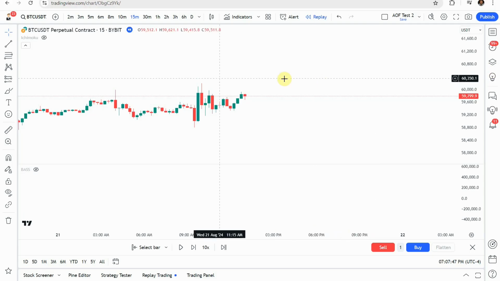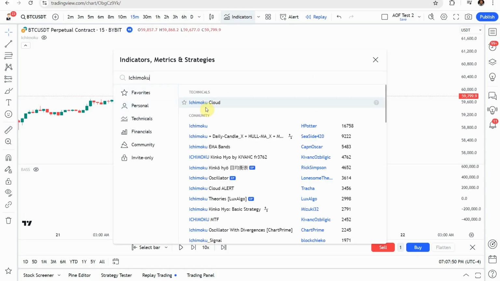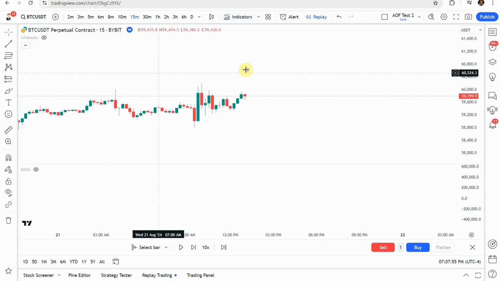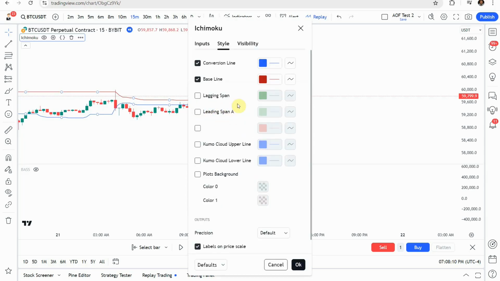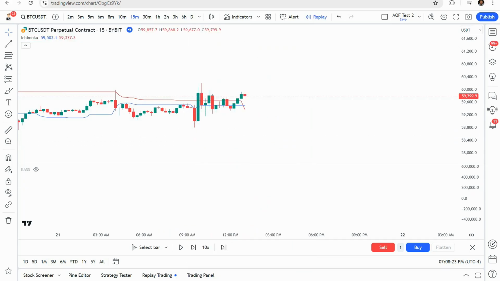The first indicator we will add to the screen is going to be the Ichimoku cloud. It's just going to be the standard built-in TradingView Ichimoku. Go ahead and click on that and add it to the screen. Jump into the settings, and under the inputs, the conversion line, you're going to change that to 27. The baseline, you're going to change that to 108. Jump into the styles, and you're going to turn off everything in here except for the conversion line and the baseline. You can leave the labels and values if you want. It doesn't really matter. So once you do that, go ahead and click OK.